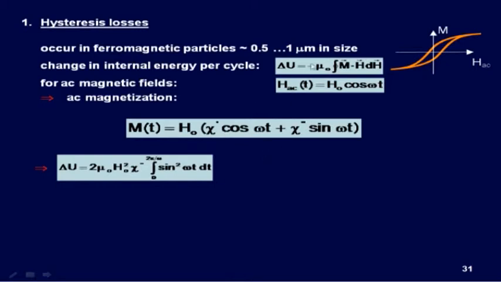Substituting both H and M in the first expression, we get that the amount of energy generated per cycle can be written as this integral, and the power dissipated is mu naught pi chi double prime, which is a function of frequency, times the frequency and the amplitude of the applied field squared. So here f H naught squared is the external parameter of hyperthermia, that is the frequency and amplitude of the RF field that you're applying. The magnetic properties of the material are contained here in the out-of-phase part of the susceptibility.